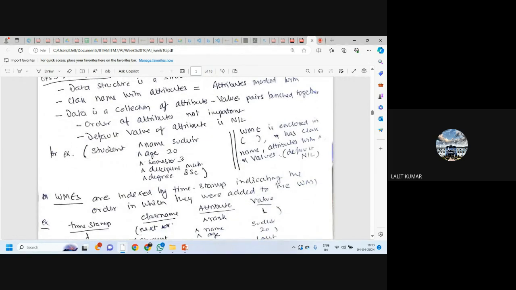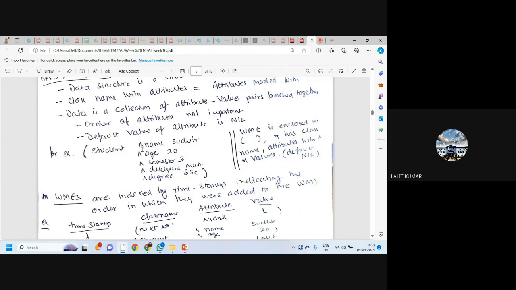But here, for example, this is an example of a pattern. A pattern always has a working memory element. Sorry, a working memory element always has a class name. Here, for example, it is student. Then this hat signifies that it is an attribute.